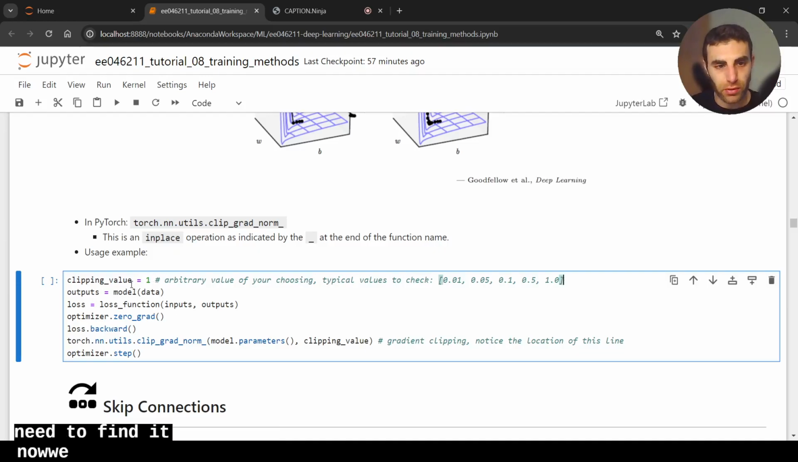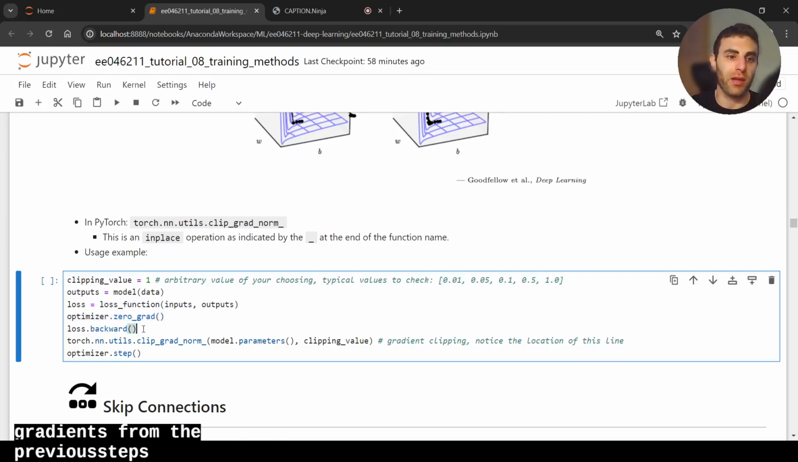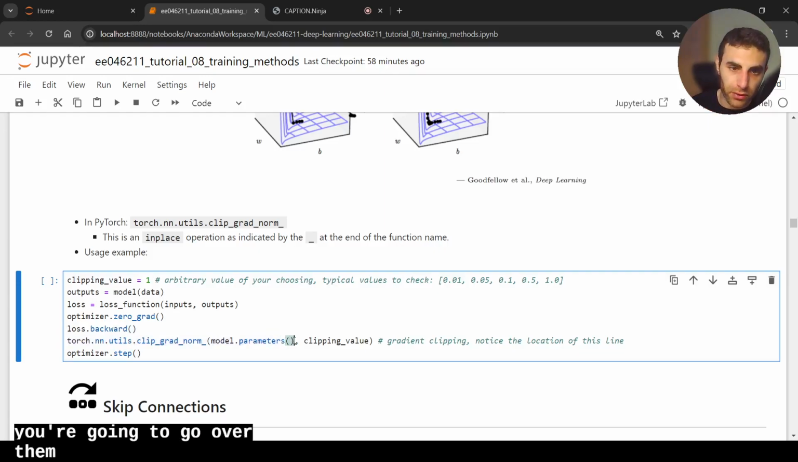Now we change our normal recipe in order to include this function. So let's go over it. The first steps are the same. We do the forward pass, we calculate the loss, we zero out the gradients from the previous steps, and then we calculate the gradients. After this line is called, all the .grad fields in our tensors are filled with values. Now we are going to go over them, right? We go over the entire model.parameters() and clip the gradients that are above a certain threshold. Then after we clip them, we apply the optimizer step.